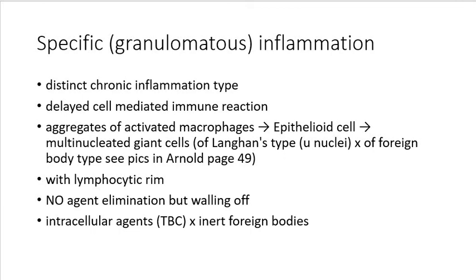You will find aggregates of activated macrophages, which are the epithelioid cells. They differ in different types of inflammations, basically, depending on the etiology. You will also find a lymphocytic rim here. There is no agent elimination. The best example here is when you consider tuberculosis. There is no agent elimination, but there is walling off.